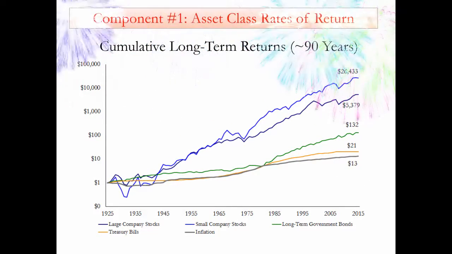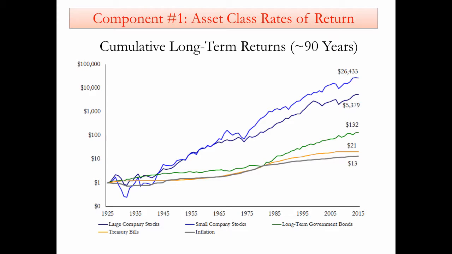Let's look more closely at component number one, asset class rates of return. This chart from Ibbotson shows the return of four common asset classes plus inflation over the past 90 years. Inflation is the bottom line in gray, and $1 in 1925 grew to the equivalent of $13 now. That's an annualized average inflation rate of 3%. The next line in orange is Treasury bills at 3.5% over the same period. Next is long-term bonds in green at 5.5%.